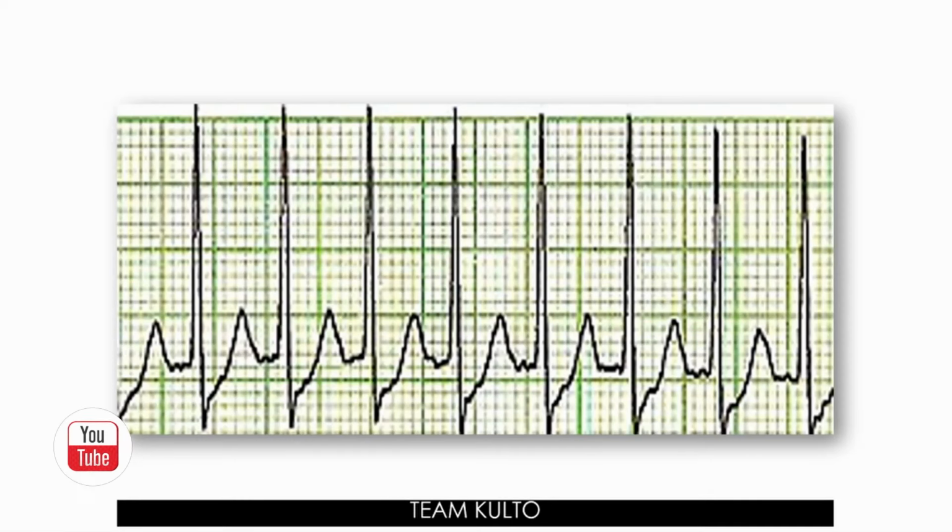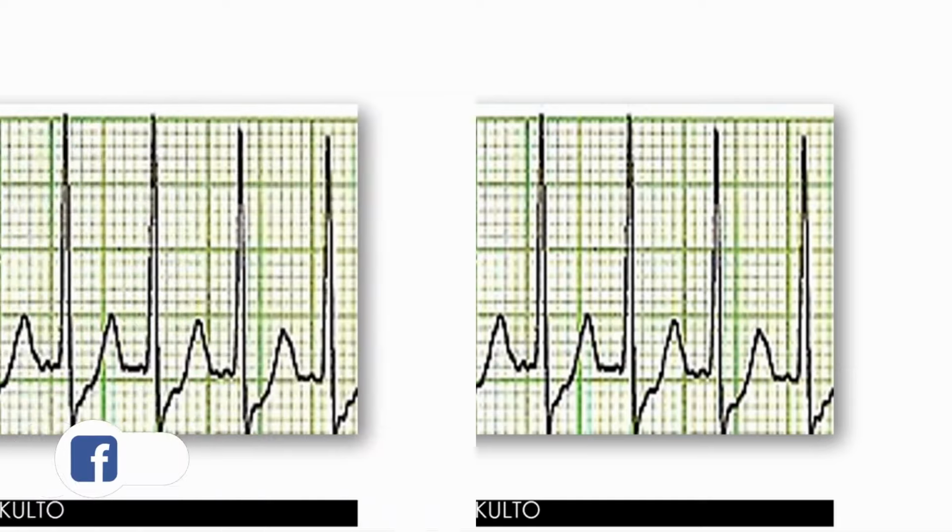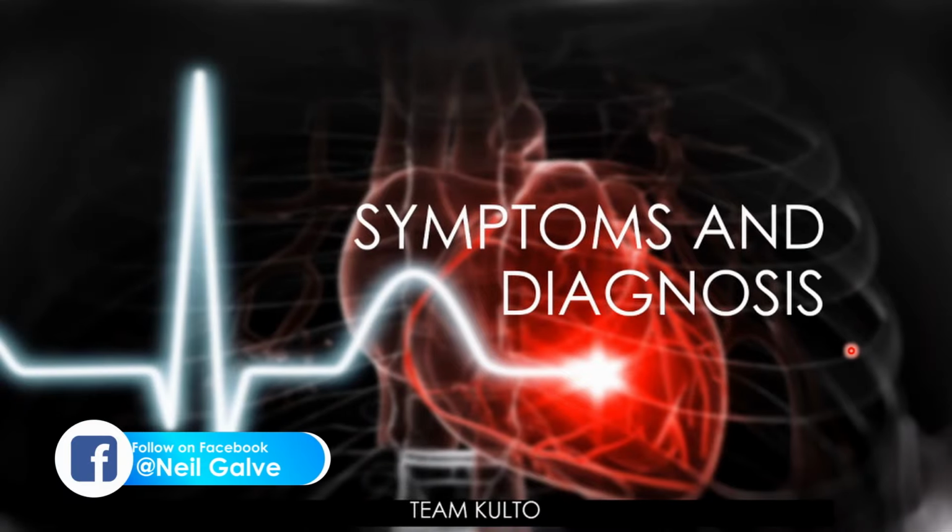Now, mind you guys, just for your reminder, for this discussion, we will focus on the pathway of choice for SVT in the tachycardia algorithm based on whether the patient is stable or unstable based on the AHA guidelines, okay? Now, symptoms and diagnosis.